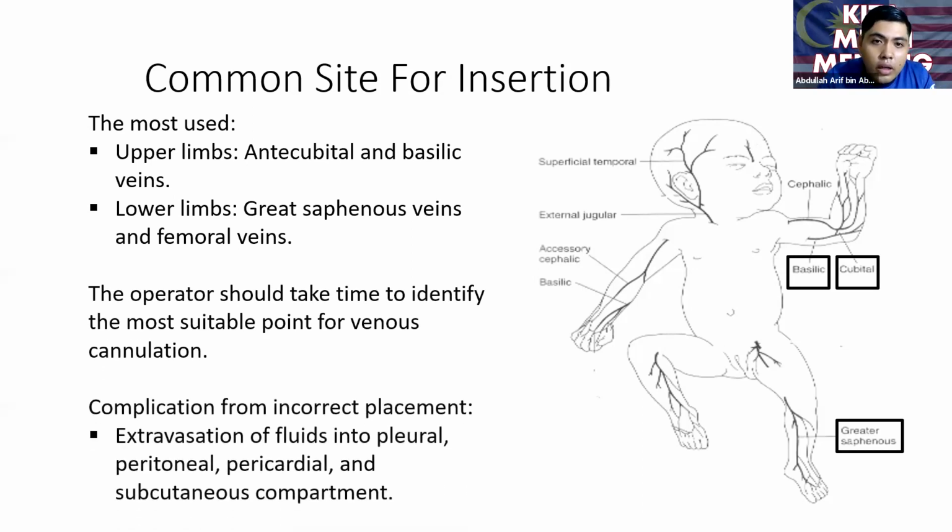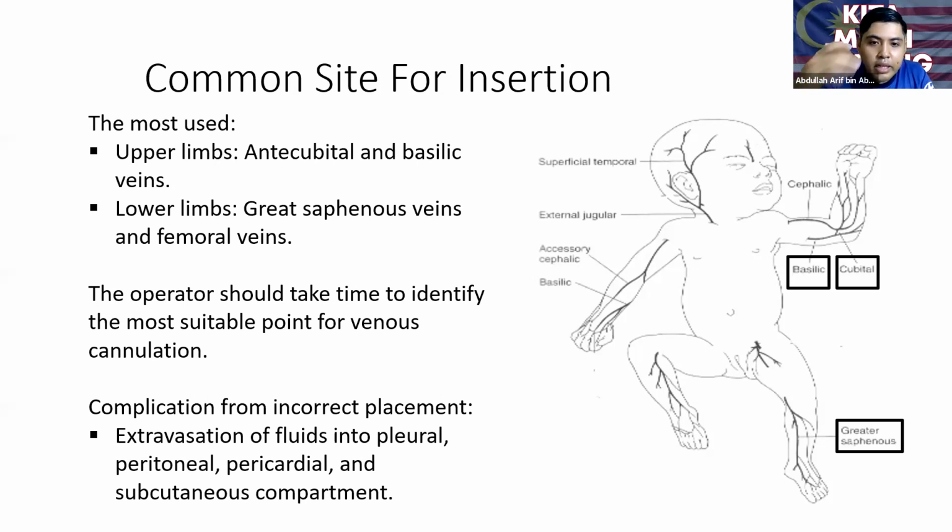So the common site for insertion. For upper limb, we can put it in the antecubital fossa or basilic vein. For lower limb, we can put in the great saphenous vein or femoral vein. For this, the doctor should take time to identify the most suitable vein for the insertion.